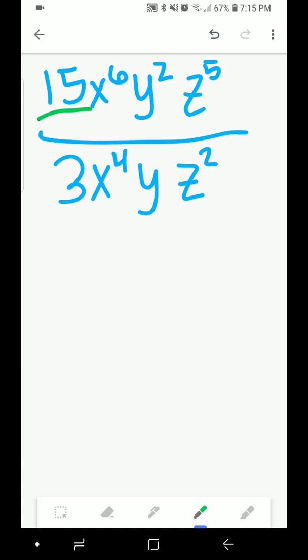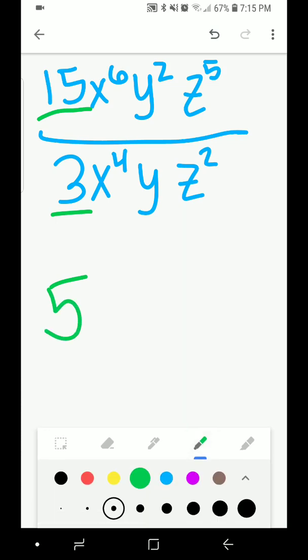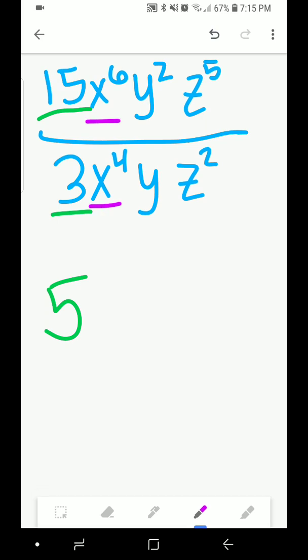So we have 15 over 3, which is the same thing as divide. So 15 divided by 3 is 5. Then we need to look at our variables, and instead of adding our exponents, which is our shortcut for multiplying, we are going to subtract our exponents because that's our shortcut for dividing. So x to the 6th over x to the 4th is going to be x to the 2nd, 6 minus 4.